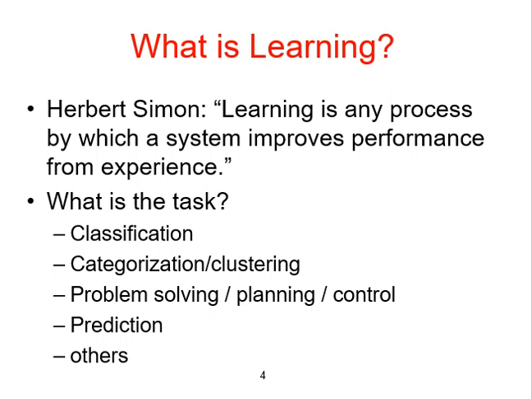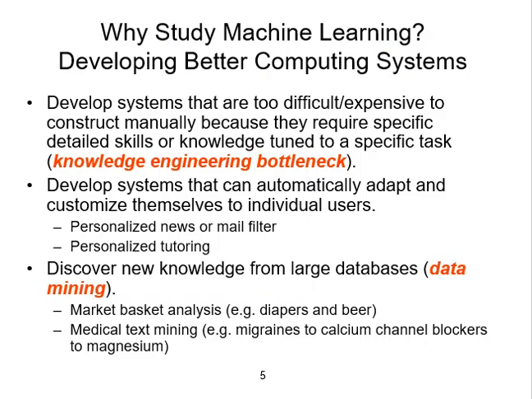So in the next slide, we are going to see why we study machine learning compared to developing better computing systems. Usually, we develop systems that are too difficult or expensive to construct manually because they require specific detail, skills, or knowledge tuned to a specific task. And then we develop systems that can automatically adapt and customize themselves to individual users, such as personalized news or mail filters or personalized tutoring. And then we discover new knowledge from large databases. For example, we can take market basket analysis and medical text mining.